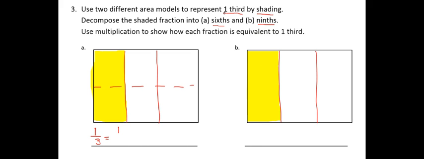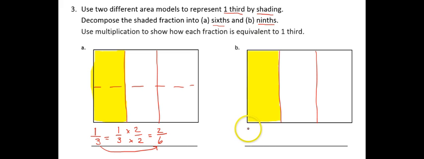Because now instead of having 1 piece shaded, I have 2 pieces shaded, and instead of having 3 pieces that make up the whole, I have 6 pieces that make up the whole. 1 times 2 is 2, 3 times 2 is 6. So that's how I turn my thirds into 6ths. I multiply the numerator and the denominator by 2.